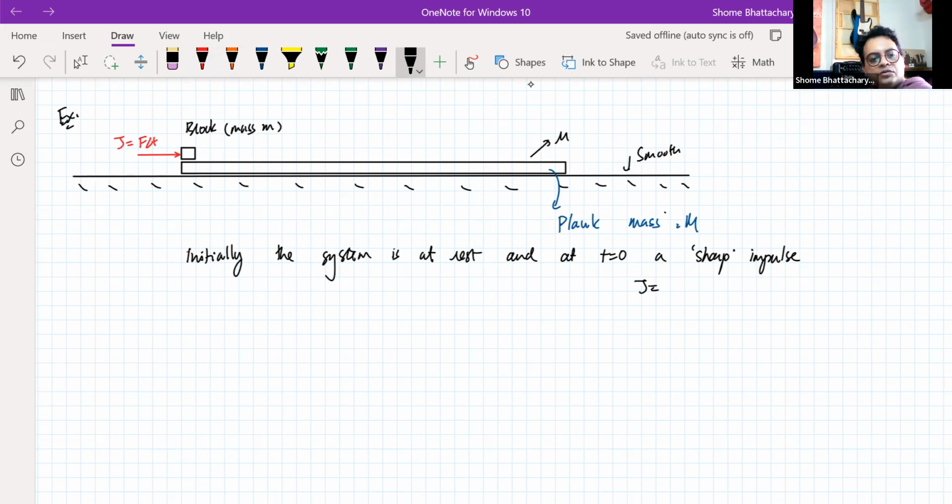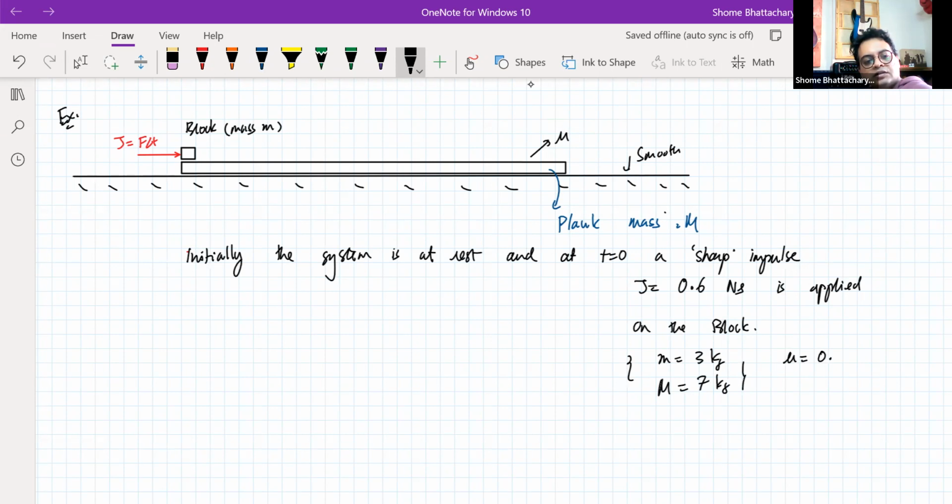J equal to, let us say, 0.6 Newton seconds is applied on the block. So given the mass of the block is 3 kilograms and the mass of the plank below, that one is, let us say, 7 kgs. And coefficient of friction is 0.5 and g is 10 meters per second square.